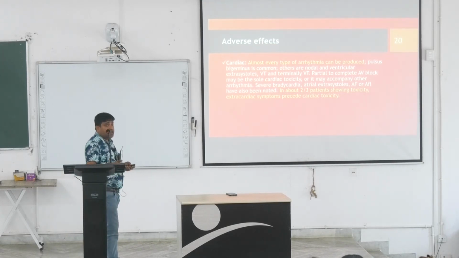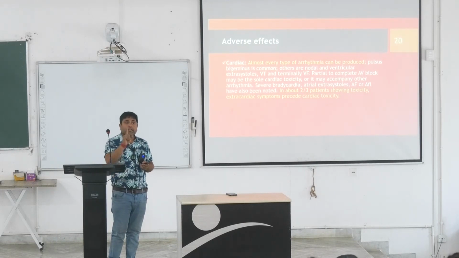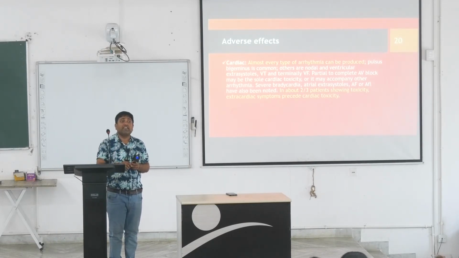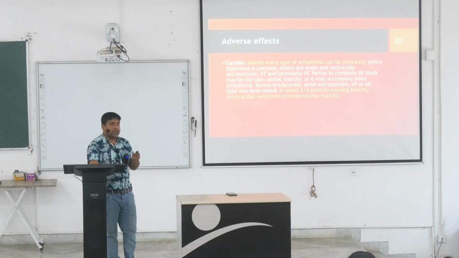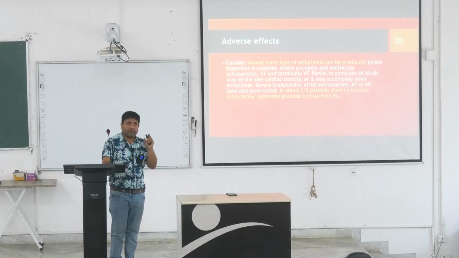Note this: in about two-thirds of the patients having digitalis toxicity, the initial manifestations are extracardiac. In the remaining one-third, the manifestation can be cardiac initially.